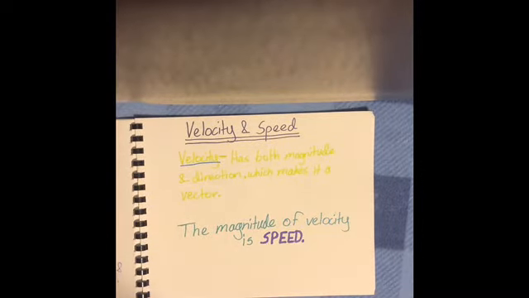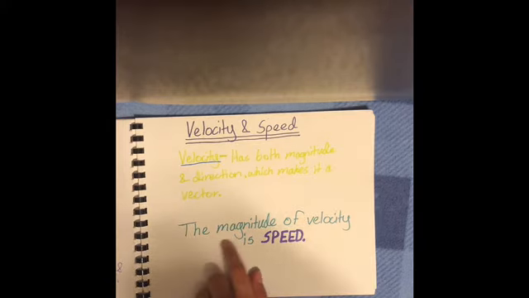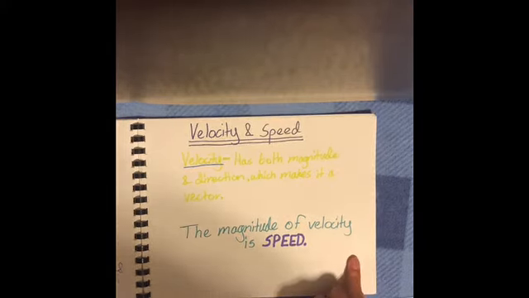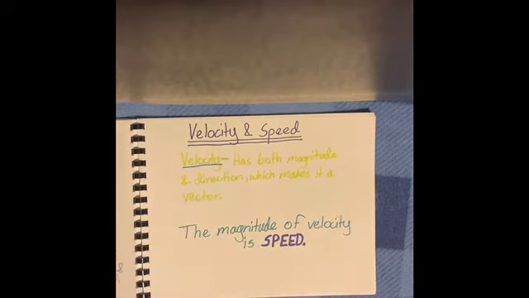Now we're to our last concept, and this is going to help you a lot with the next section. Velocity has both magnitude and direction, which makes it a vector, which is something really important to remember. And the magnitude of velocity is speed. So those are really going to help you in your next video.